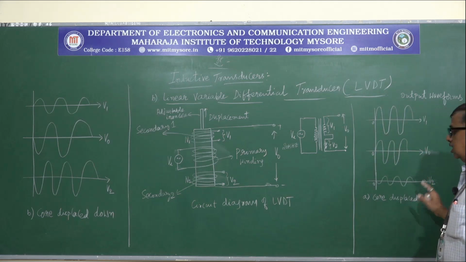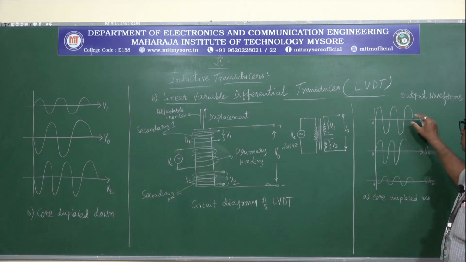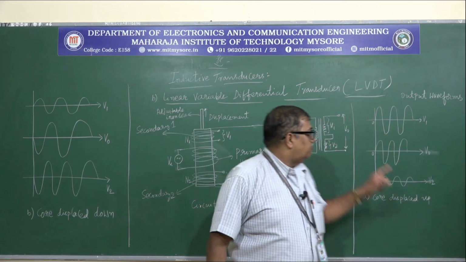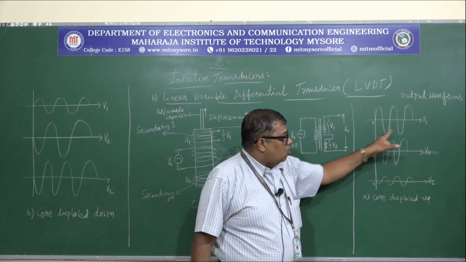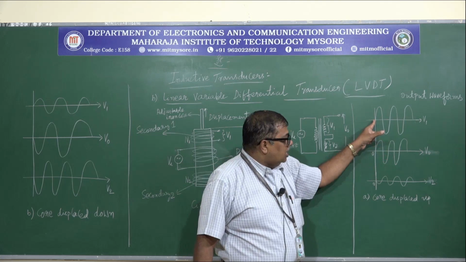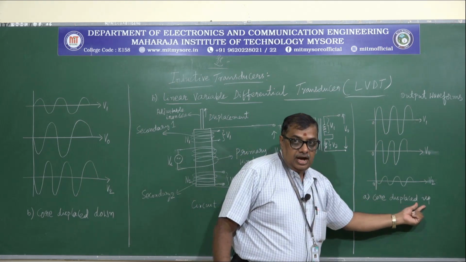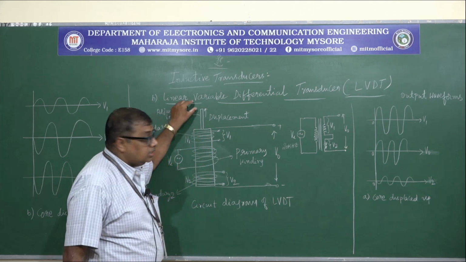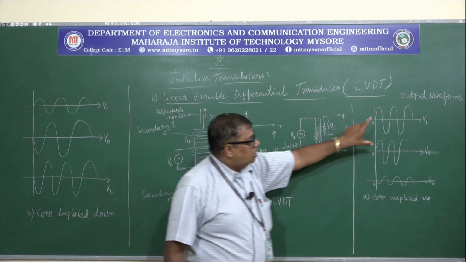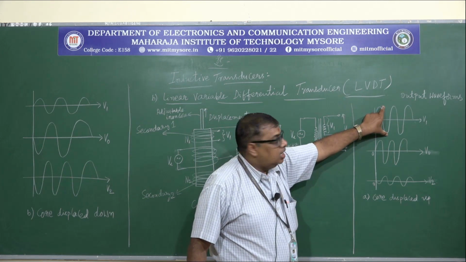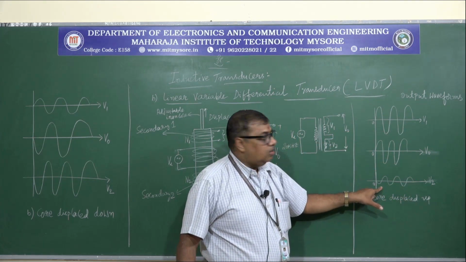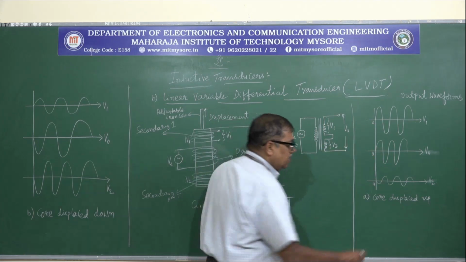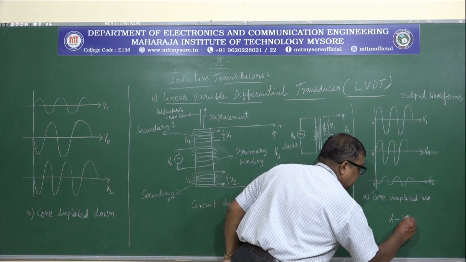This is as shown in this waveform. This is the voltage across the secondary winding, called V1, and this is the output voltage. As you can see here, the core is displaced up. Whenever the core is in the upward direction, the secondary voltage V1 will be high compared to the secondary voltage V2. Now if you take the difference, it will be V1 minus V2.